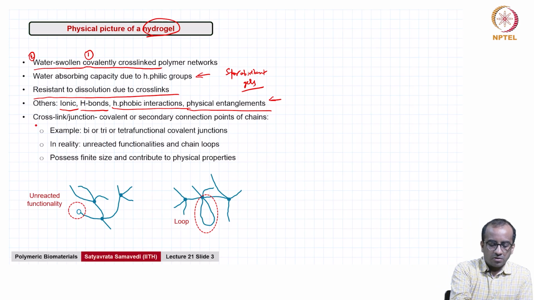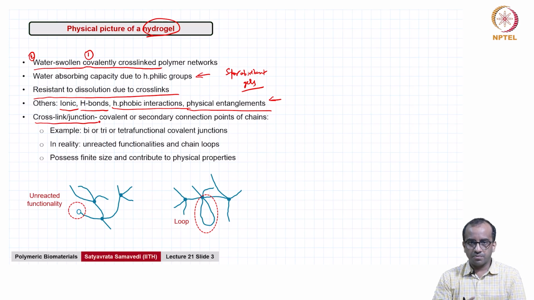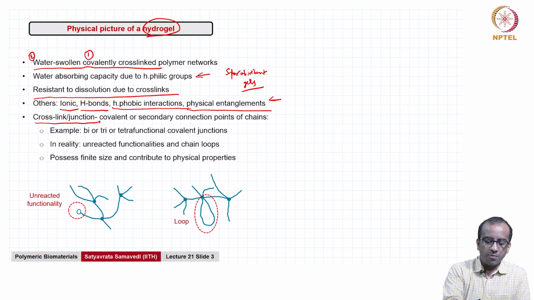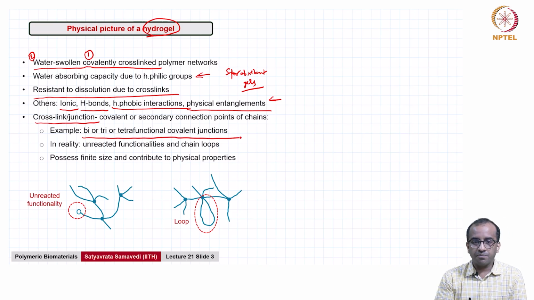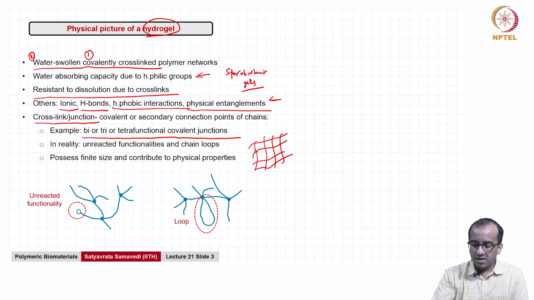Now, this cross-link or the junction points between two chains, one example of that could be you can have bi or tri or even tetra-functional covalent junctions. So, you can now imagine a network like this, where each of these points represents a covalently cross-linked junction, right. And depending on the type of curing or the cross-linking that is done for the chain, you can have either a bi or a tri or a tetra-functional cross-linker that leads to these junctions.